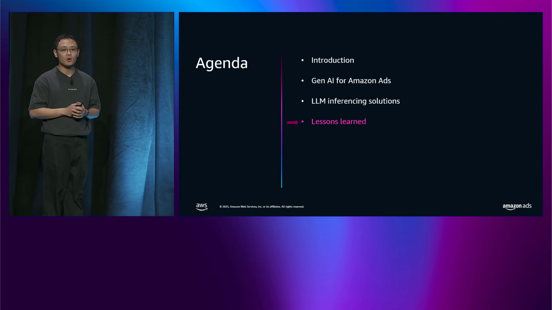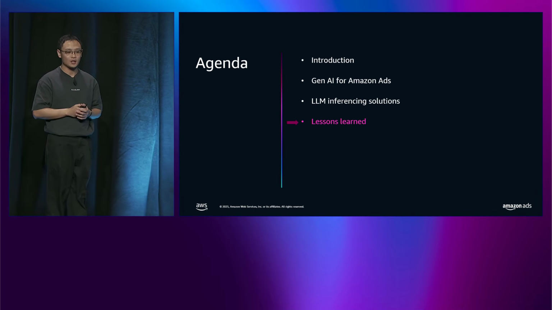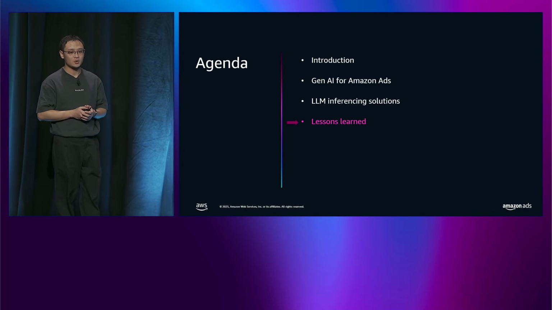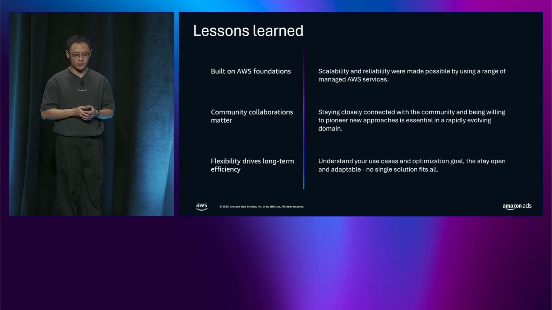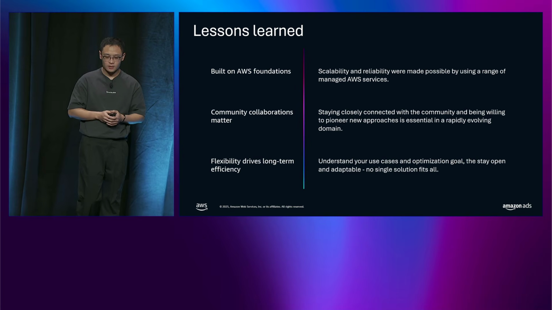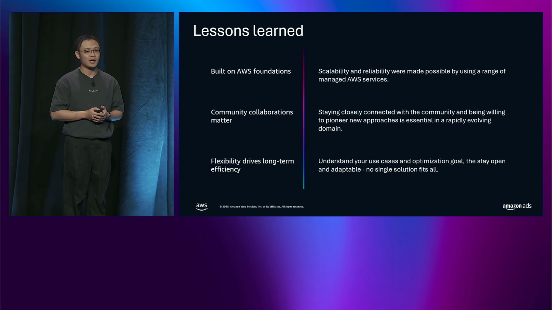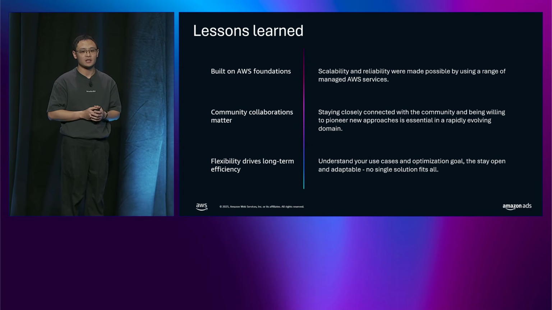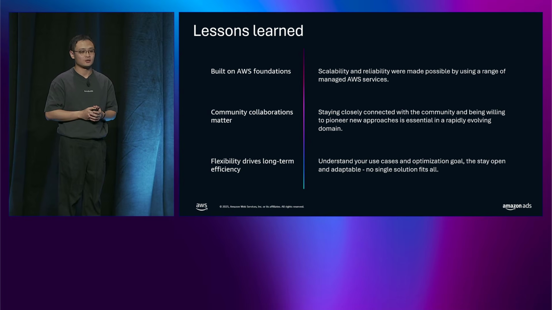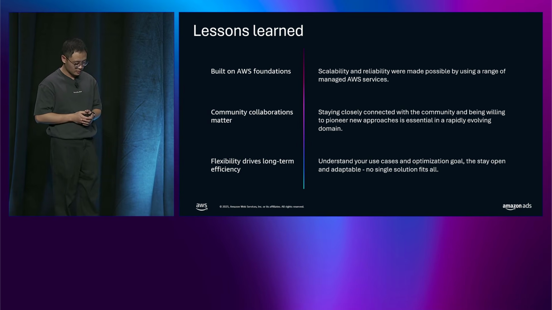Okay, so this almost concludes the main topic we'd like to cover. Our journey is still ongoing, but we still want to share some early learnings with you. First of all, as you can see, we did not build everything from scratch. Actually, we heavily rely on a big range of AWS services and offerings. This is the key for us to achieve the scalability and the reliability we need, and also frees us to really focus on building the application layer, business logic, and trying different optimization ideas.